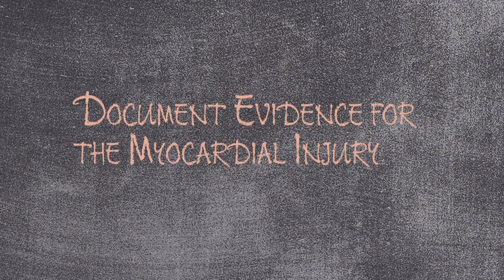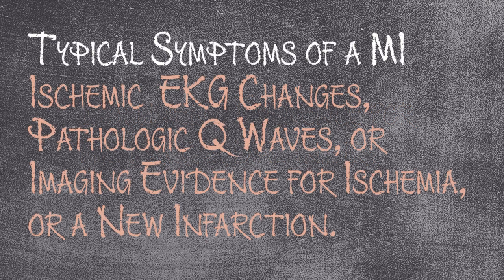In addition to documenting type 2 MI and the etiology, also document evidence for the myocardial injury. For example, typical symptoms of an MI, ischemic EKG changes, pathologic Q waves, or imaging evidence for ischemia or a new infarction.